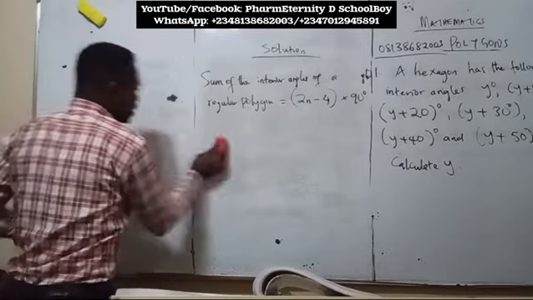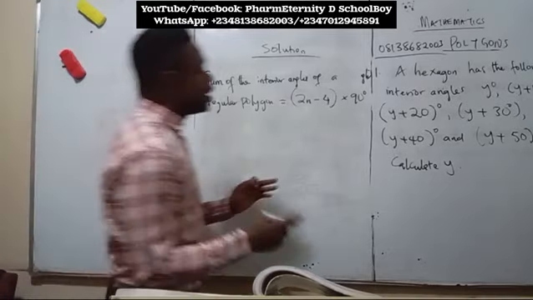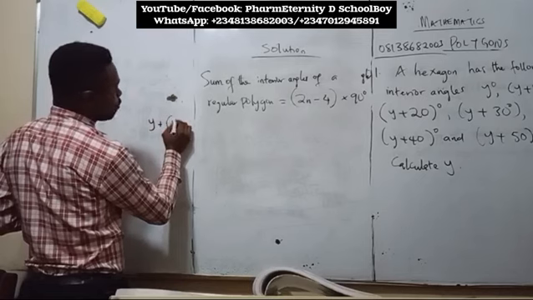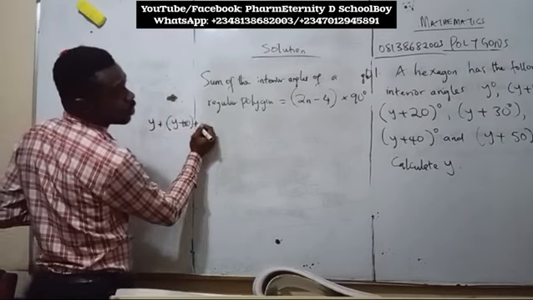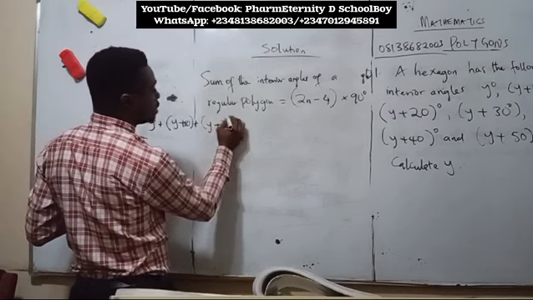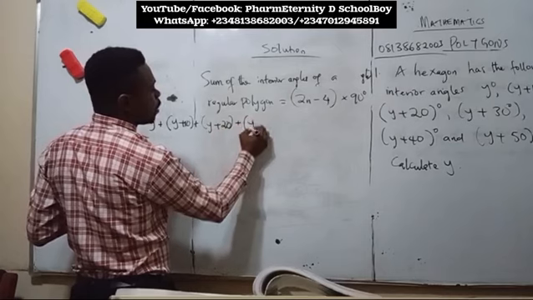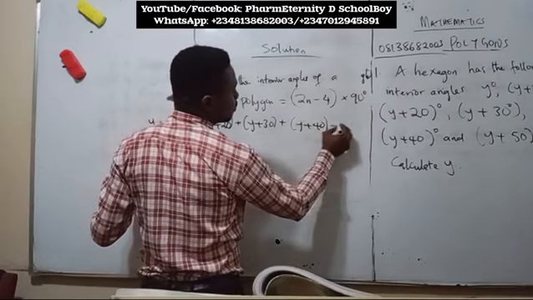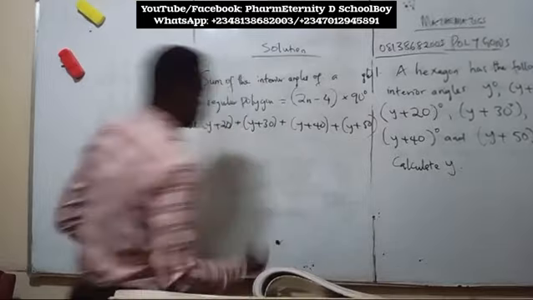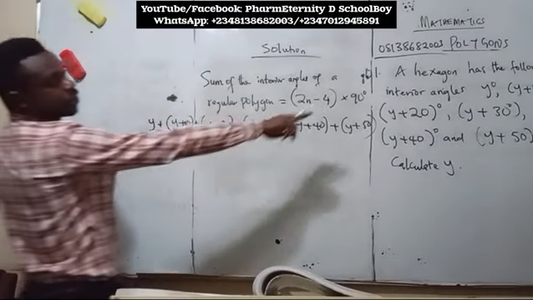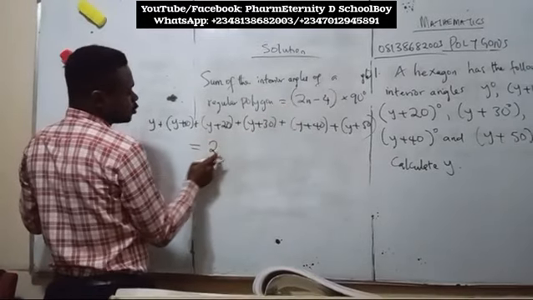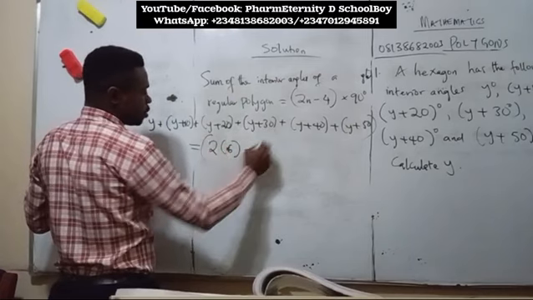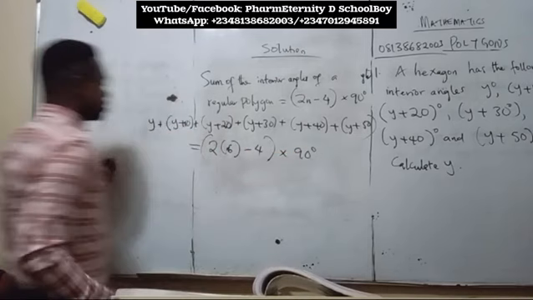So let me create more space. We now have y plus y plus 10 plus y plus 20 plus y plus 30 plus y plus 40 plus y plus 50 is equal to, remember n is already 6 for the hexagon, so 2 times 6 minus 4, all times 90 degrees. So let's solve this.